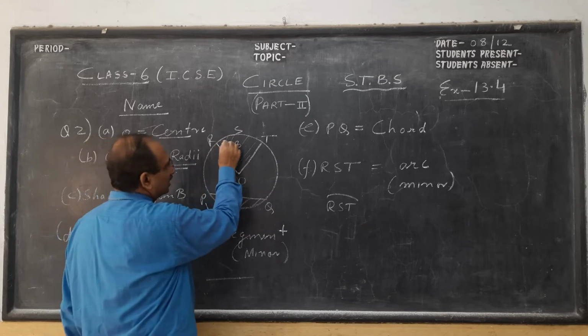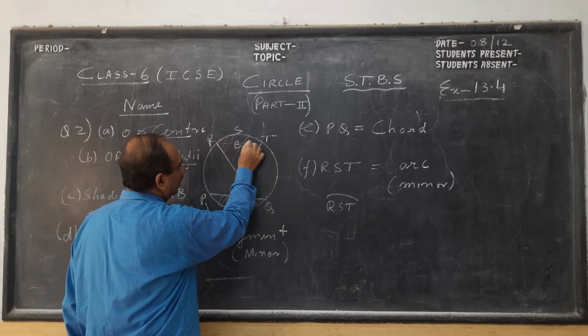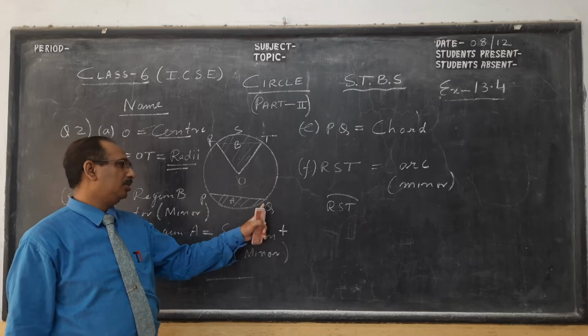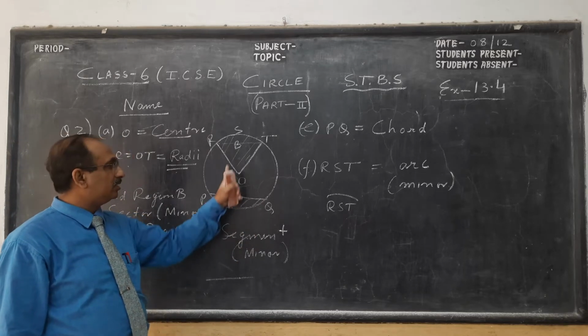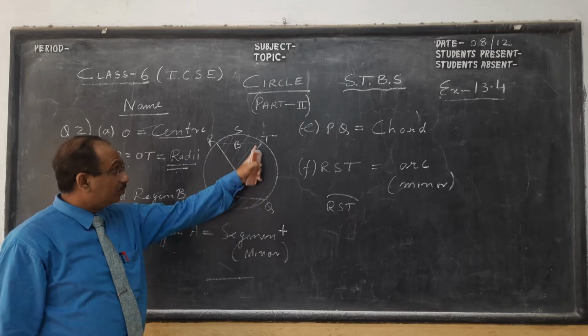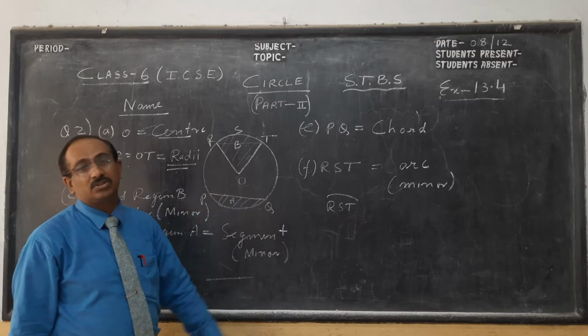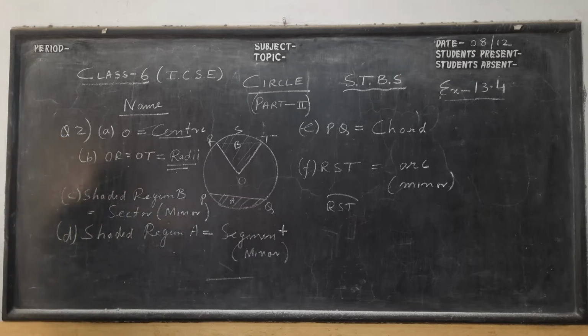If you join RT, it will be a chord. PQ is a chord. This region is a segment. This region is a sector because it touches the center. When a chord passes through the center, it's called a diameter. So kindly pause the video and copy. Then we'll go to one or two other sums.